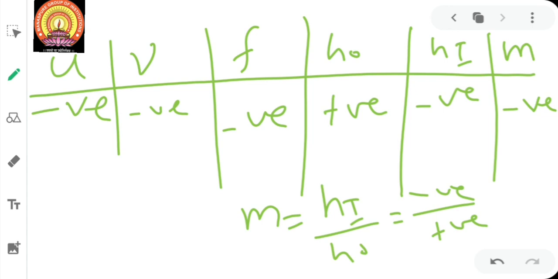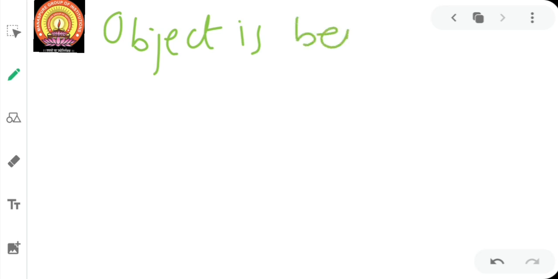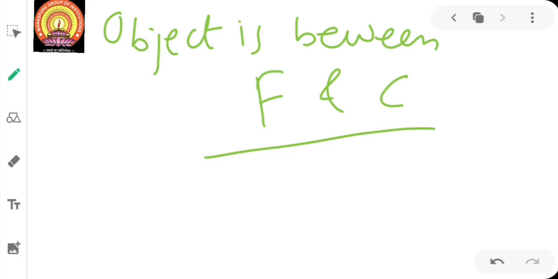Okay, so now let us study the next case. What is the next case for us? If the object is placed between focus and the center of curvature. Object is between focus and center of curvature.